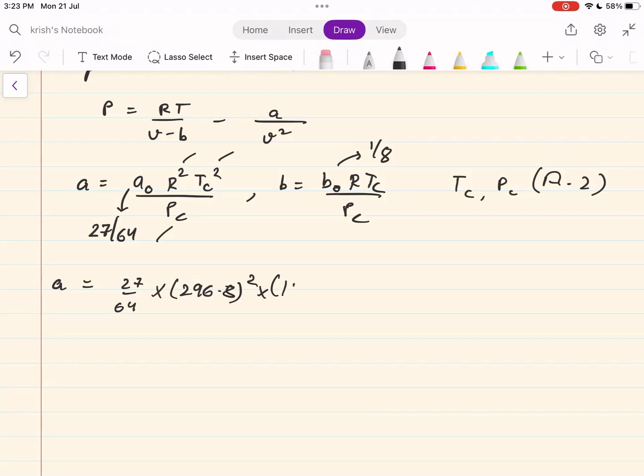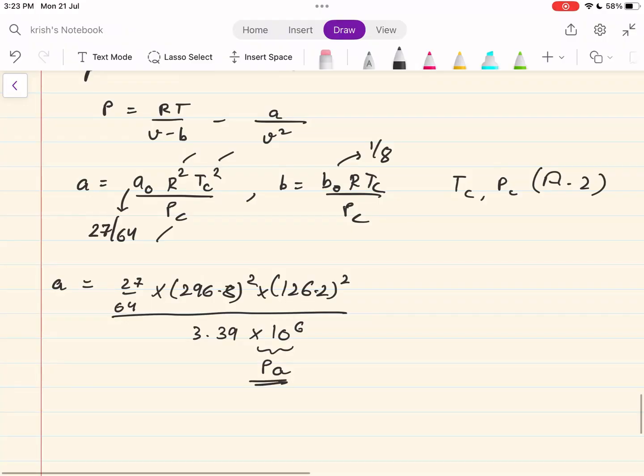27 upon 64 into 296.8 square into 126.2 square divided by 3.39 into 10 to the power 6, because remember it has to be in pascals and this is probably given in megapascals, so we have converted it to pascals.